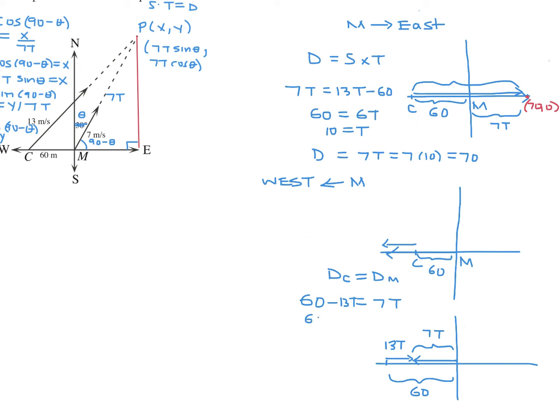So 60 is equal to 20t, and therefore t is 3. So that means 7t would therefore be 7 times 3, which is 21. So 21 seconds. Okay, so that means negative 21 actually, 21, 0. So there we go. So now that we have that established, let's draw a diagram.